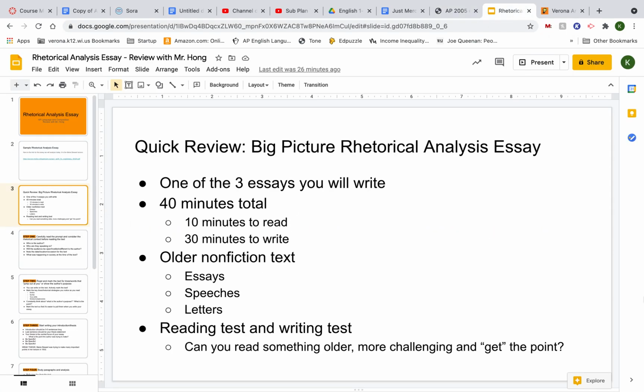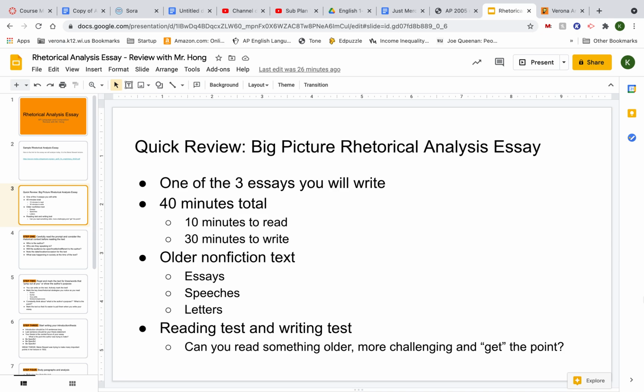So let's take a look at the big picture overall. The rhetorical analysis essay is one of 3 essays that you're going to write. You get 40 minutes total to write it. You get about 10 minutes to read and about 30 minutes to write. It is based upon an older nonfiction text. They usually pick an essay, speech, or a letter.